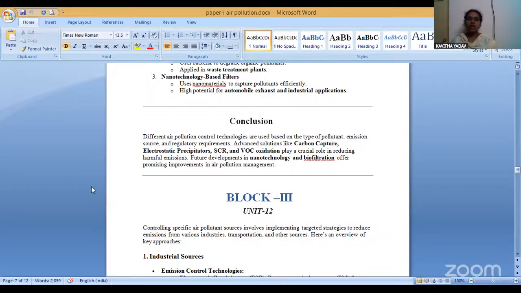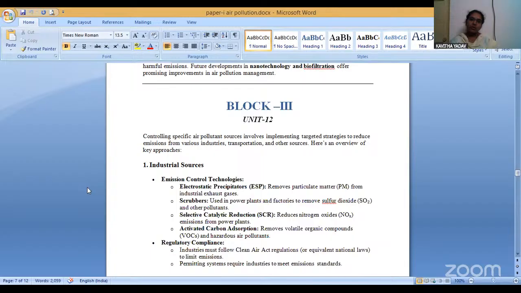These are the conclusion. Then coming to the next unit, which is included in Block 3. That is nothing but controlling specific air pollutant sources, which involves implementing targeted strategies to reduce emissions from various industries, transportation and other sources. Here is the overview of the approaches. So how do particular air pollutant sources contribute to air pollution, what are the strategies, and how can we reduce them in various ways, which we are going to discuss in Unit 12, Block 3.